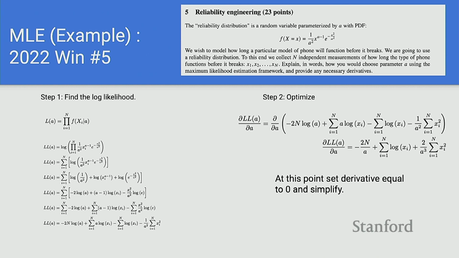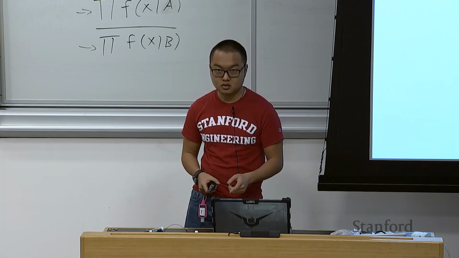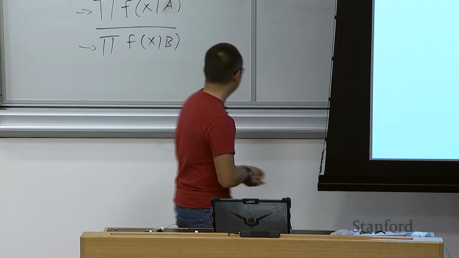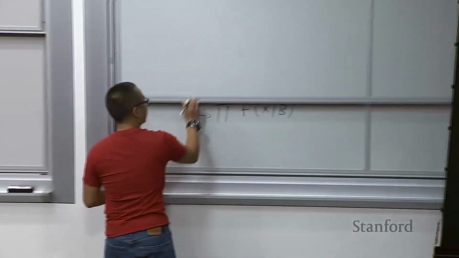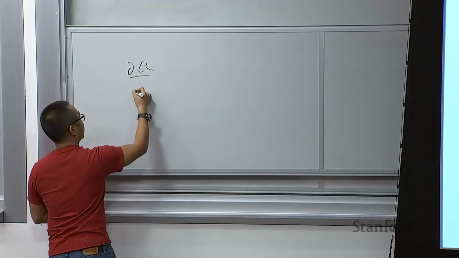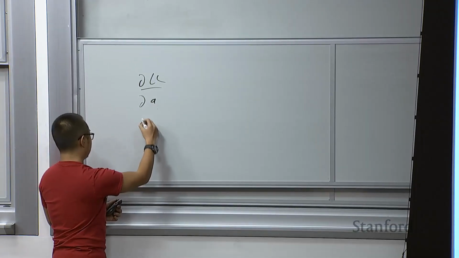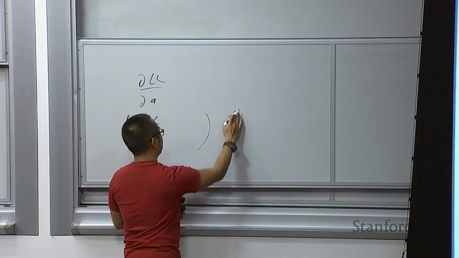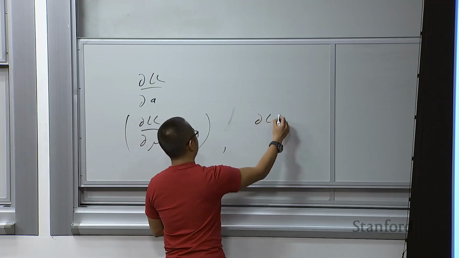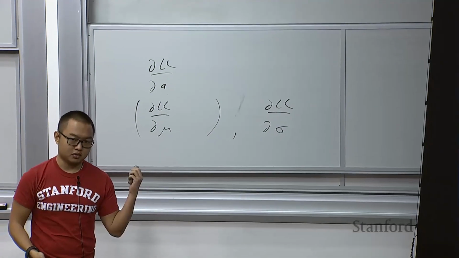If you have 2 parameters you're trying to optimize, just take the partial of the log likelihood with respect to both parameters and then optimize that. In that case you would have 2 partial derivatives. Here we only had partial LL over partial a. In that particular case, you would have partial LL over partial mu, comma, partial LL over partial sigma. You take the derivative of both of those and then try to optimize.